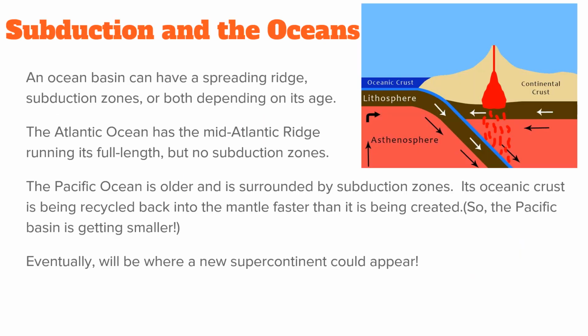All right, so subduction and the oceans. An ocean basin can have a spreading ridge, subduction zones, or both depending on its age. The Atlantic Ocean has the mid-Atlantic ridge running its full length, but no subduction zones. The Pacific Ocean is older and is surrounded by subduction zones. Its oceanic crust is being recycled back into the mantle faster than it is being created. So the Pacific Basin is getting smaller. Eventually, that will be where a new supercontinent could appear.